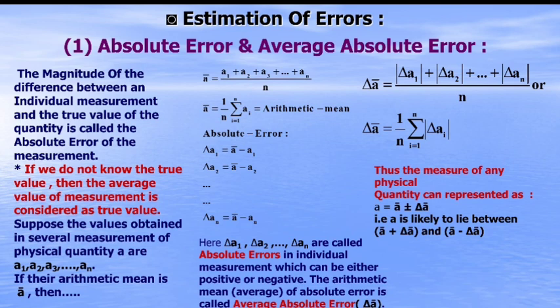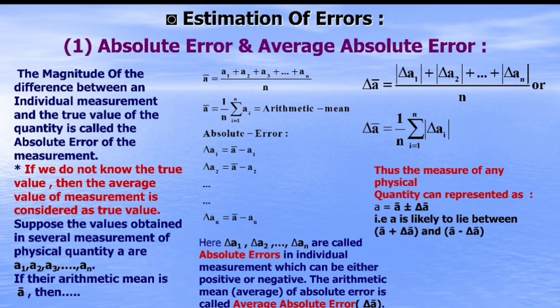And absolute error: the magnitude of the difference between an individual measurement and the true value of the quantity is called the absolute error of the measurement. Delta A1, the absolute error, is equal to A bar, the mean, minus the individual observation A1. If we do not know the true value, then the average value of the measurements is considered as the true value.